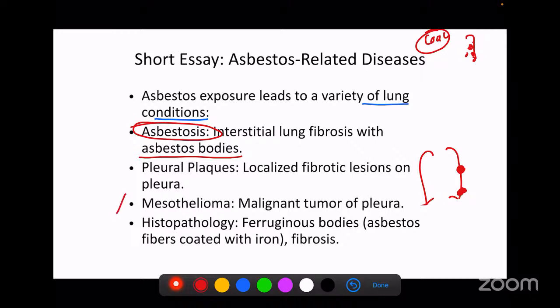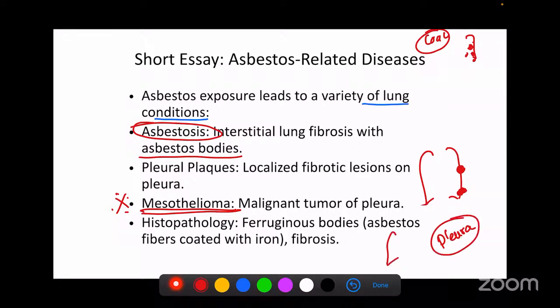Most important is mesothelioma. Asbestos can result in a tumor which is known as mesothelioma. Mesothelioma is the tumor which arises from the pleura. We just discussed that there is the lung and the lung has an outer covering, a parietal pleura and a visceral pleura. So from the pleura, the tumor which arises is mesothelioma, and asbestos exposure is a very big risk factor for mesothelioma.